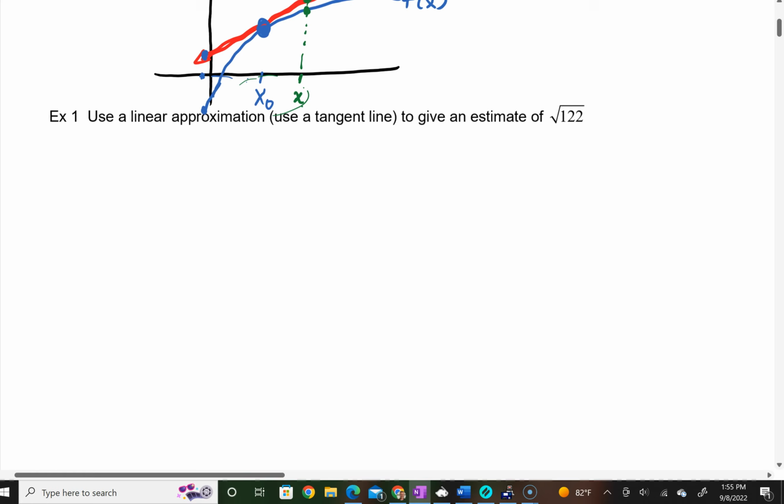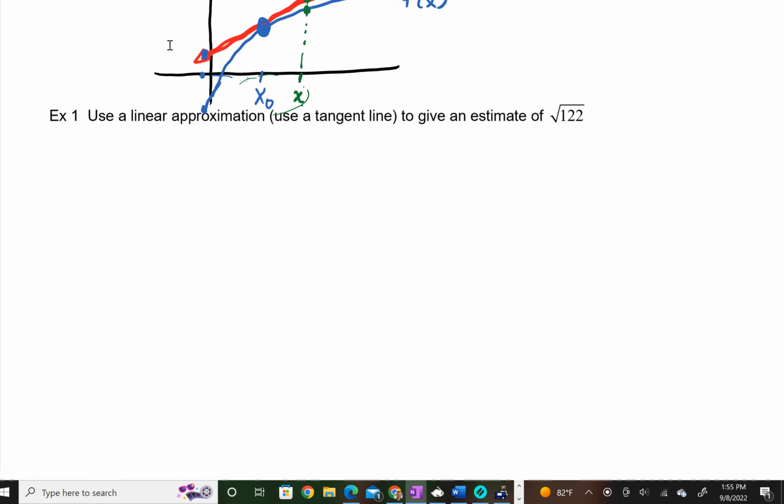So let's take a look at an example. If I could summarize what's happening very simply, it's all about tangent lines. So use a linear approximation, use a tangent line to give an estimate of the square root of 122. Now, first of all, we should think about a function. And what function are we actually looking at? Well, I've got a square root. You might guess that this is the square root of x. And it is. That would be the function that we'd be looking at.